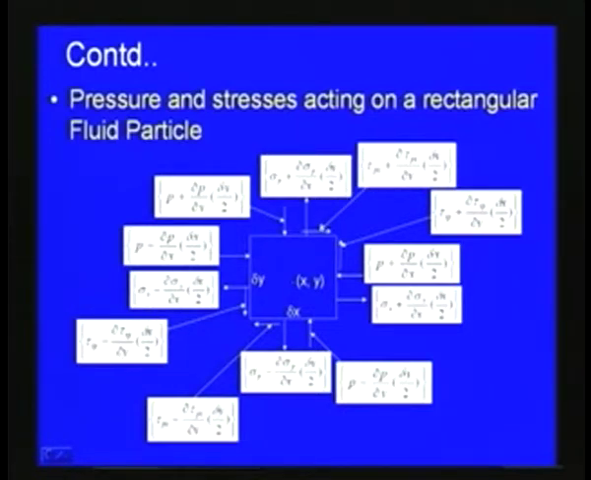So, in this direction it is tau yx plus del tau yx by del y into delta y by 2, and on this face tau yx minus del tau yx by del y into delta y by 2, and on this face it is tau xy minus del tau xy by del x into delta x by 2, and on this face tau xy plus del tau xy by del x into delta x by 2. So, these are the pressure and stresses acting on the rectangular fluid element.